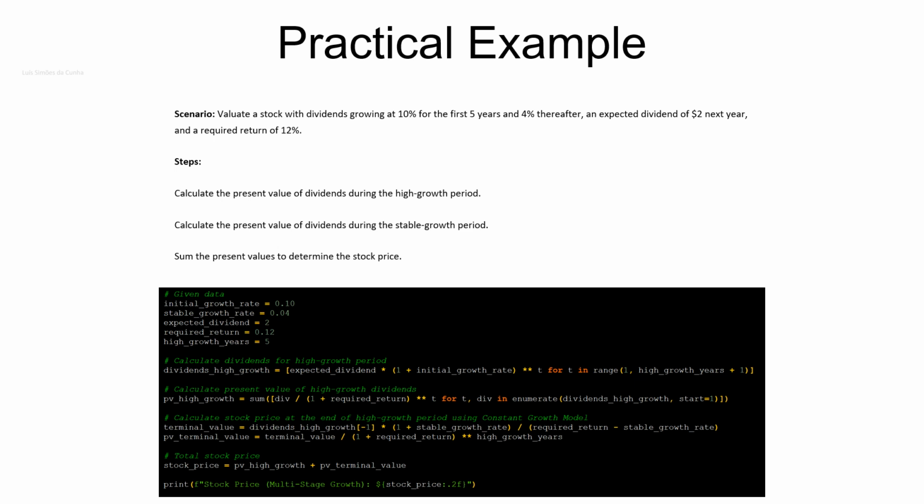We first calculate the present value of dividends during the high growth period, then the present value of the terminal value at the end of the high growth period using the constant growth model. Summing these values, we determine the stock price to be $29.55.